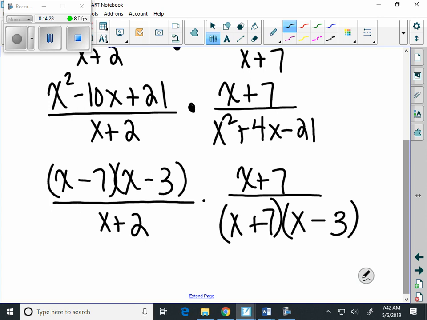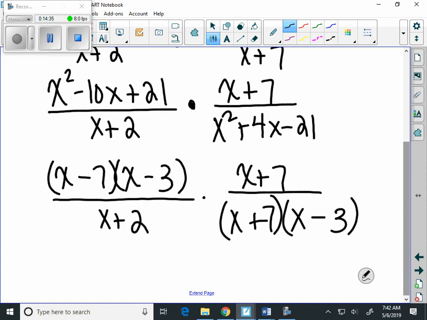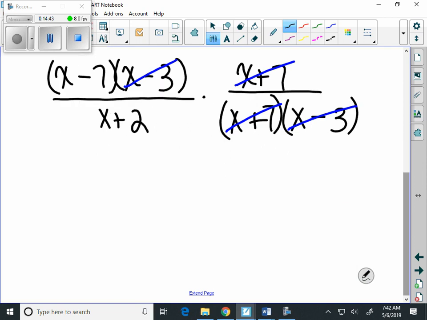And then as we take a look here, do we have anything exactly the same on the top and on the bottom? Well, we have an x minus 3. We have an x plus 7. And what we're left with when we finish this problem is x plus 7 over x plus 2.